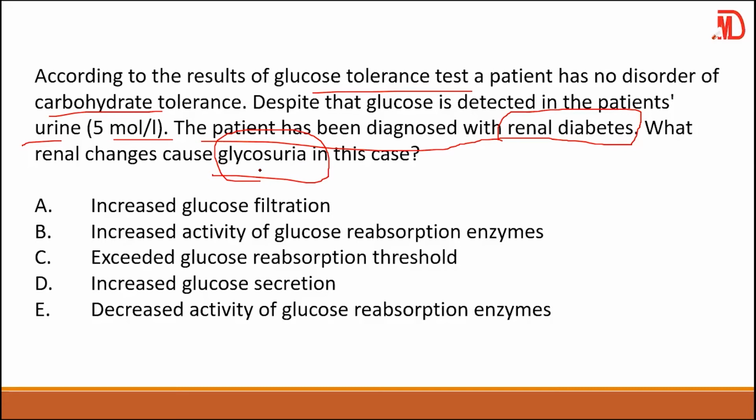So for us to have glucose in the urine, it means that the kidney is now very loose, that it allows glucose to go out of the body. Because glucose, amino acids, vitamins, and the rest must be reabsorbed and should not appear in the urine under normal circumstances. So for you to see them, it means that the kidney is not performing properly, and that's because there is a decreased activity of glucose reabsorption enzymes. So over here, your answer is E. All right.